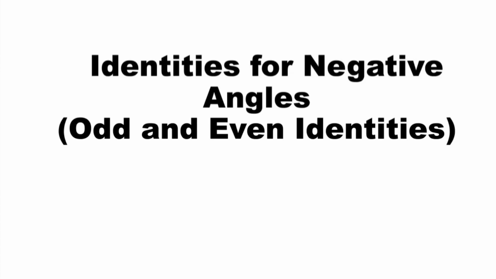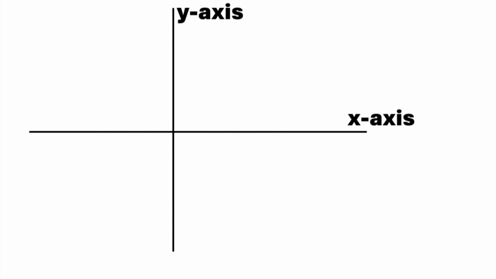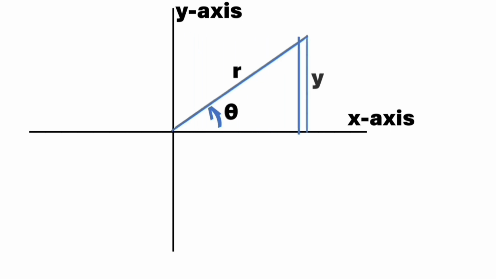Identities for negative angles, or the odd and even identities. Here is a Cartesian plane with the x and y axes. Drawing a line segment with length r which forms an angle theta from the x-axis. We can draw a vertical line parallel to the y-axis with length y.